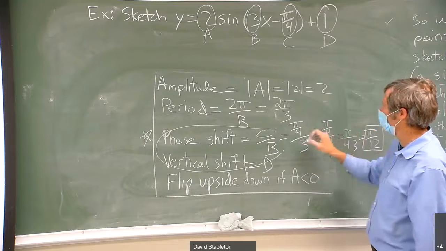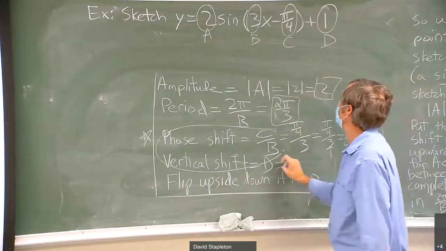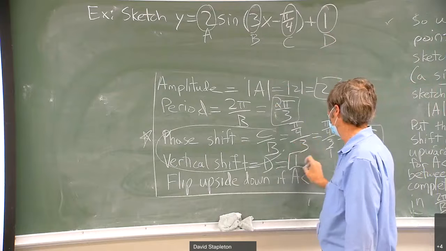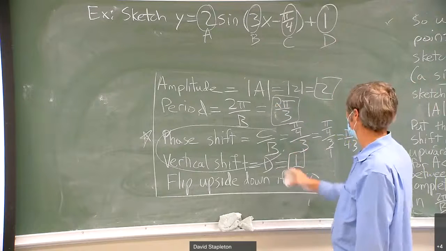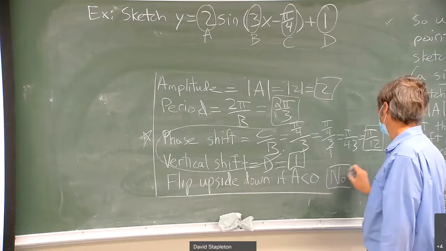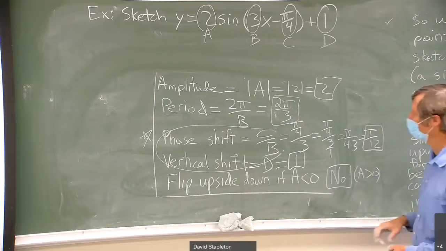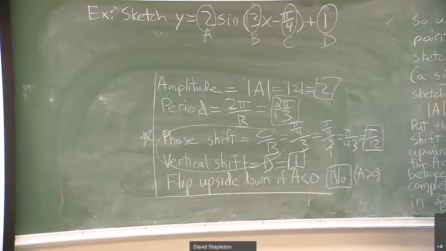So it's a phase shift of pi over 12, period of 2 pi over 3, amplitude of 2. The vertical shift d is whatever's added on the end, which is 1. And then flip upside down? No, a is positive. Now I can sketch it just as easy as can be.